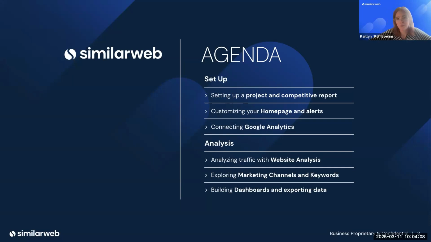So we have two separate sections here, the setup, so making sure that we set up your projects in your homepage, setting up alerts, connecting your GA data, and then also running your own analysis of Similarweb. It's the bread and butter of what we do, running that competitive analysis, seeing which marketing channels are being used by your competitors to see growth, as well as looking at keywords and also setting up those dashboards so that it's ease of reporting and you can send that out company-wide.